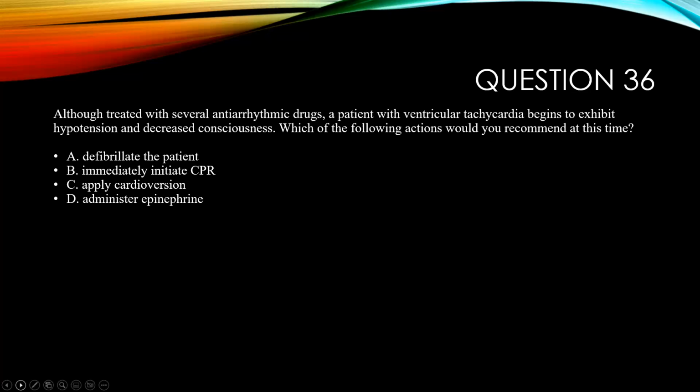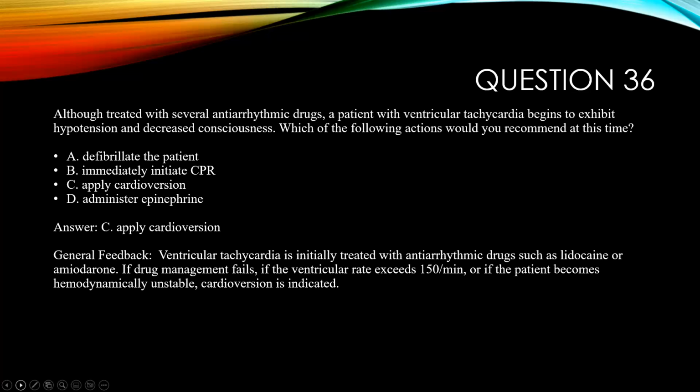A little bit more about your drug dosing, certainly knowing about your cardioversion and defibrillation, number of joules and things along those lines. Sequencing is critically important. So apply cardioversion is the correct answer in this case. Ventricular tachycardia is initially treated with antidysrhythmic drugs such as lidocaine or amiodarone. If drug management fails, or it hasn't kicked in yet, if the ventricular rate exceeds 150, or if the patient becomes hemodynamically unstable, cardioversion is absolutely indicated.